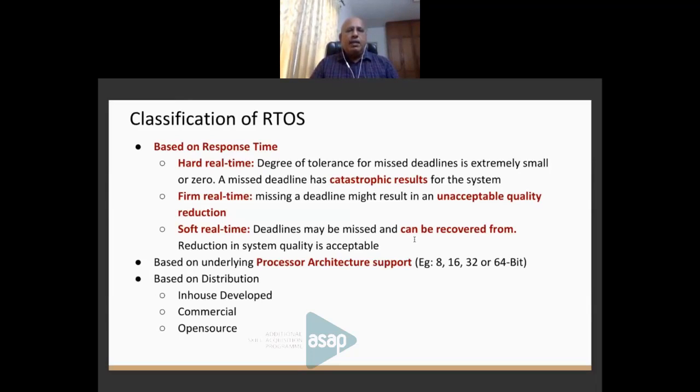But there are certain embedded systems where, even if a deadline is missed rarely, it is okay. Missing a deadline might result in an unacceptable quality reduction, but it doesn't result in catastrophic results. Many other systems on the ground are like that. Even if something happens, an alarm can be raised, and people can work on restoring the service. And then there are soft real-time systems.